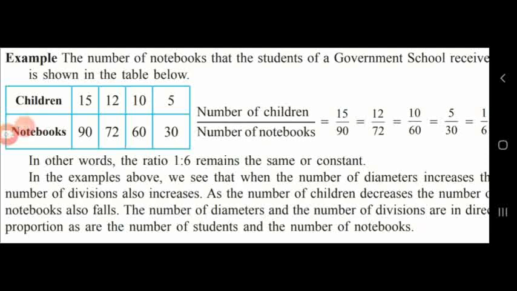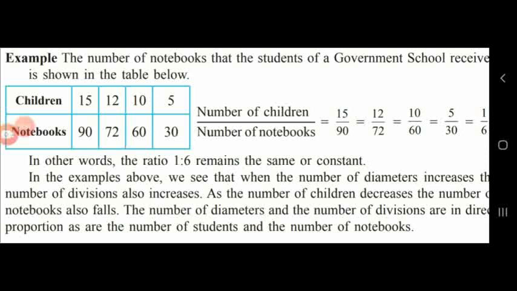Here, if you see, is one table which shows the number of children and notebooks provided to them. See, the first row shows children and the second row shows notebooks provided to them. In the first case, children are 15, notebooks given to them are 90. Next, children are 12, notebooks are 72. Next, children are 10, notebooks are 60. And children are 5, notebooks are 30.